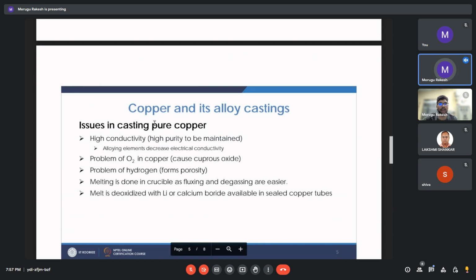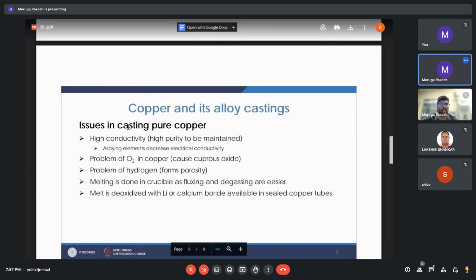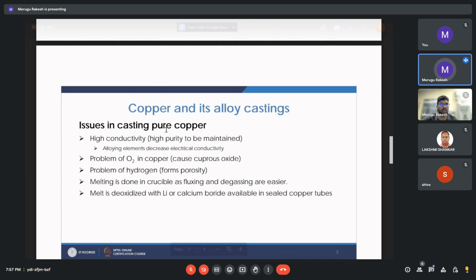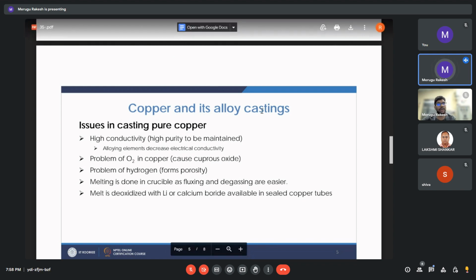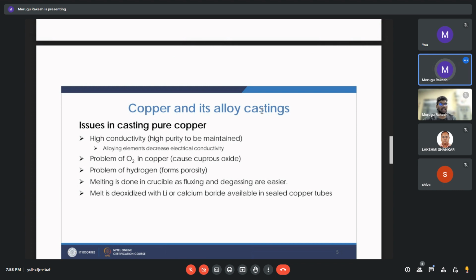First one is copper and its alloys. Issues with the casting: melting is one of the main defects for copper. It has a melting point of 1080 degrees Celsius, and it will not easily melt in a basic induction furnace. We have to go for a bigger electric induction furnace. Then we can go for vacuum arc remelting, such types.